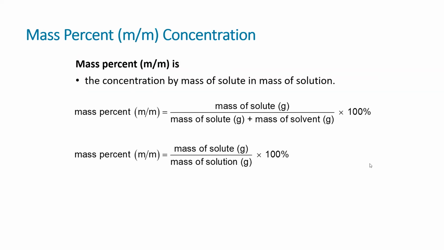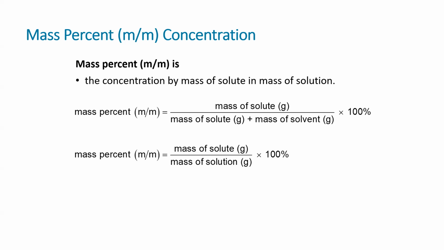The first solution concentration calculation that we want to learn is to be able to calculate mass percent. Sometimes that's followed by m over m in parentheses, and that's just telling us that we want to use mass over mass in this calculation. Sometimes you might see m over v or v over v, where v stands for volume. But in this case, we're going to be using the mass of the solute divided by the mass of the solution. So that's what the m over m stands for.